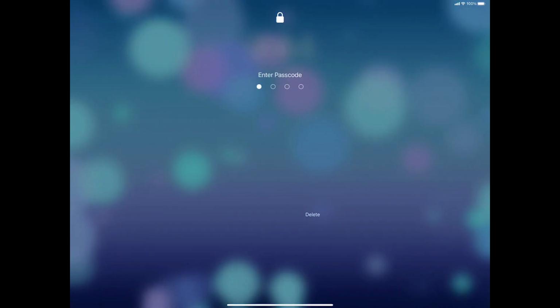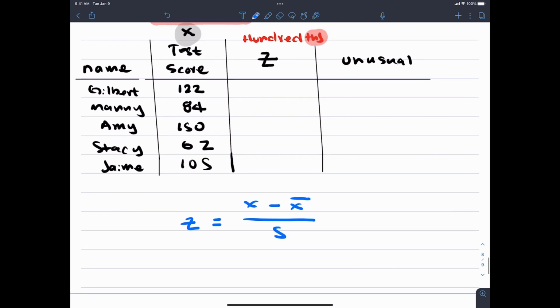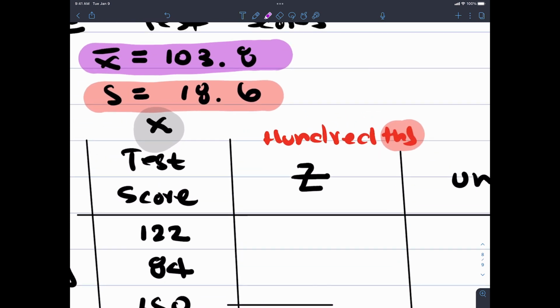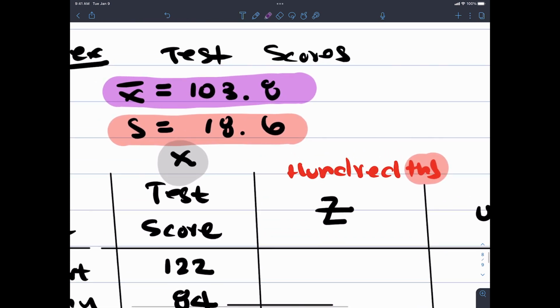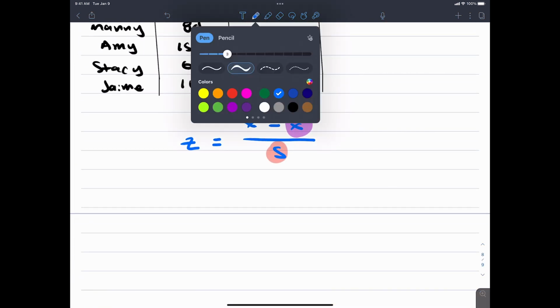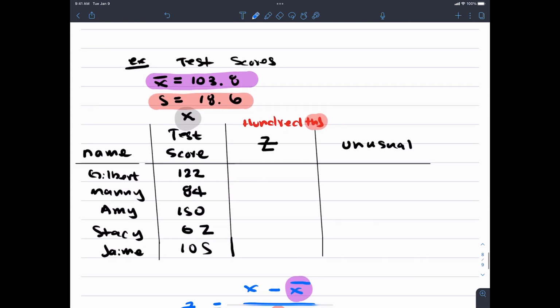Okay, you guys ready for this? So here's the deal. What do you guys write down? What's your formula? Z equals X minus the mean divided by the standard deviation. All right, pretty good. Now, go back and say, but what is the mean anyway? 103.8. Are they going to give that to you? Yes. What's the standard deviation? Are they going to give that to you? Yes. So let's fill that in. Z equals X minus 103.8 divided by 18.6.